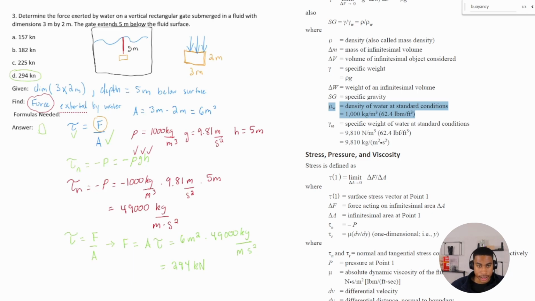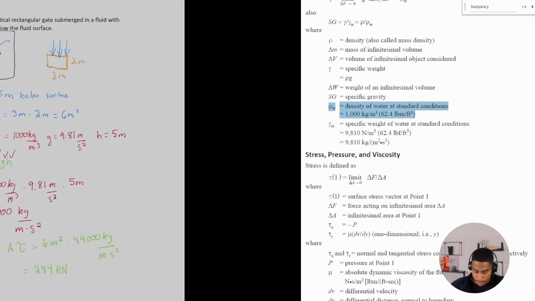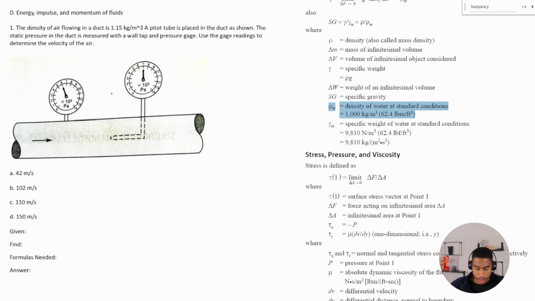This concludes this section of the fluid mechanics practice. The next section is going to be energy, impulse, and momentum of fluids, and that'll be our last section for fluid mechanics.